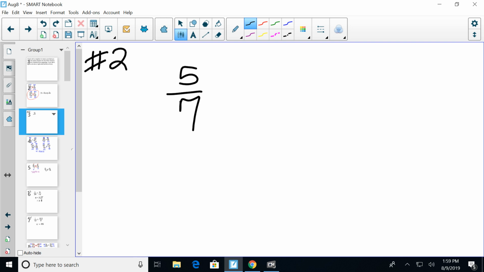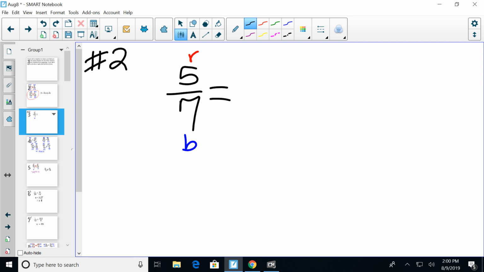5/7. Because that's what it told you. 5 represents what? Red paint. And 7 represents blue paint. All right, so if that is my ratio, what paint needs to be in the numerator of the second one? Red. Same relationships in the numerator, same relationships in the denominator, so that when you cross multiply, you have 2 different things. Okay?